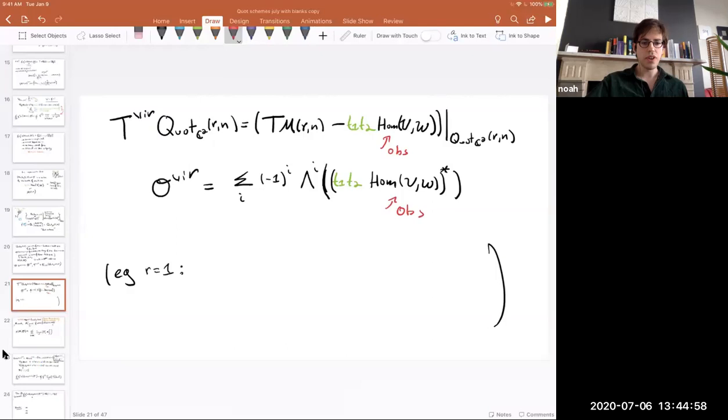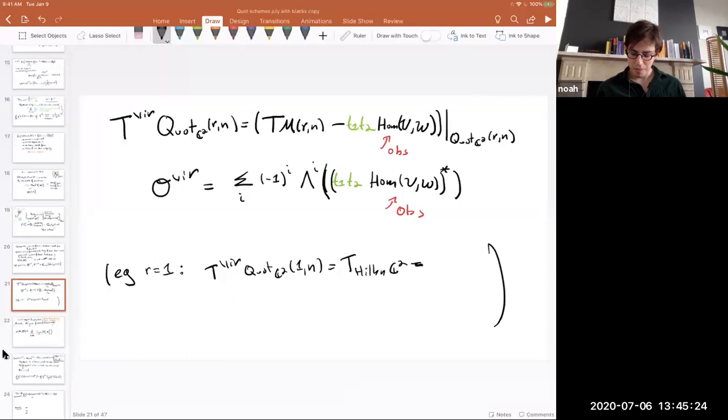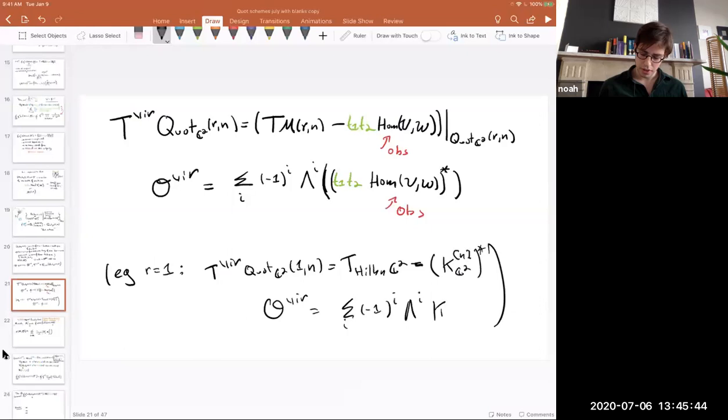So for example, even when R is equal to 1, the points of the Quot scheme are the same as the points of the Hilbert scheme, but the virtual tangent sheaf and virtual structure sheaf don't agree with the usual smooth analogs, and so it's worth writing down what they are. So the virtual tangent space to the Quot scheme is the tangent space to the Hilbert scheme minus the obstruction bundle, which turns out to be the tautological bundle associated to the canonical bundle of the surface, dual. And the virtual structure sheaf in that case is then the total exterior power of the tautological bundle associated to the canonical bundle.